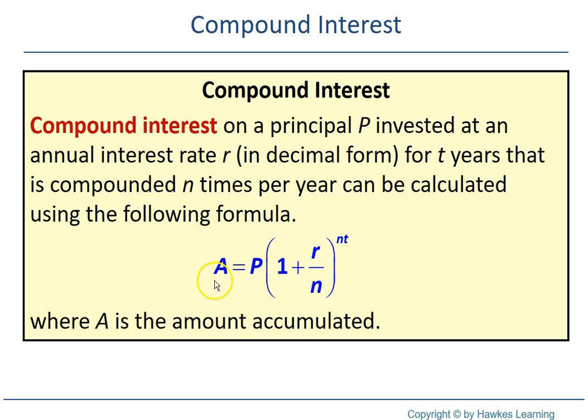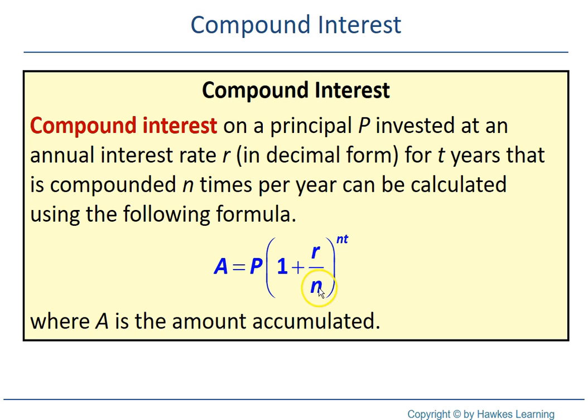So you want to take a moment to copy this formula, where the A is the future amount that you will get. Principal, P, is the amount you are investing initially. And then there's parentheses, 1 plus R, where R is the rate of interest that you're developing, 3%, 5%, 8%, 7.5%, whatever it is.